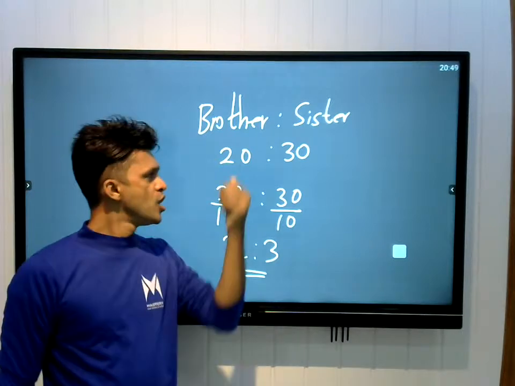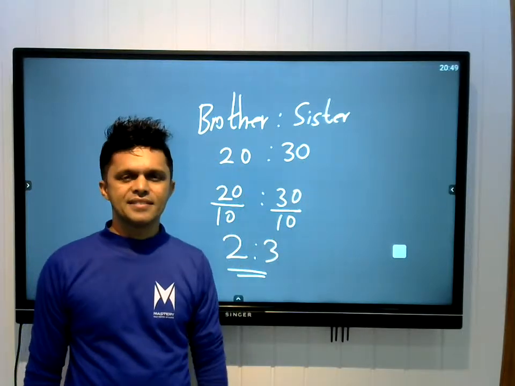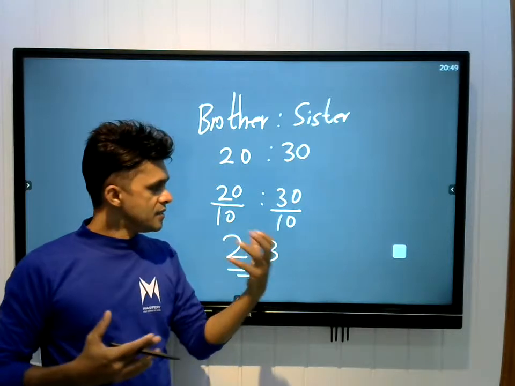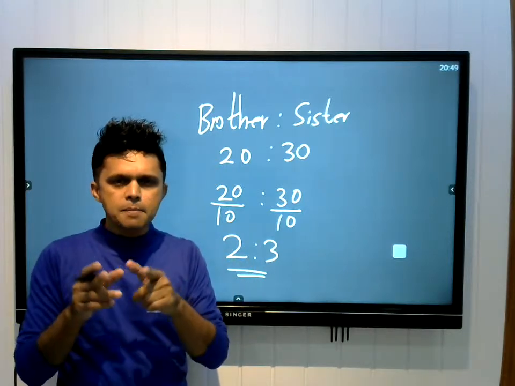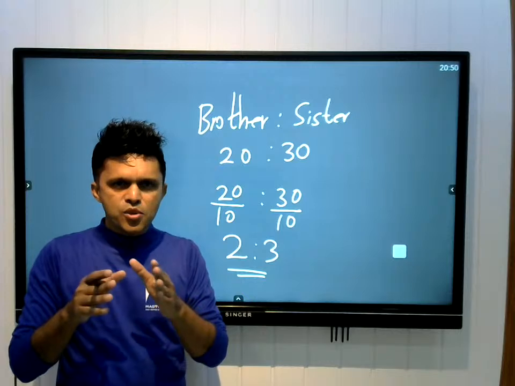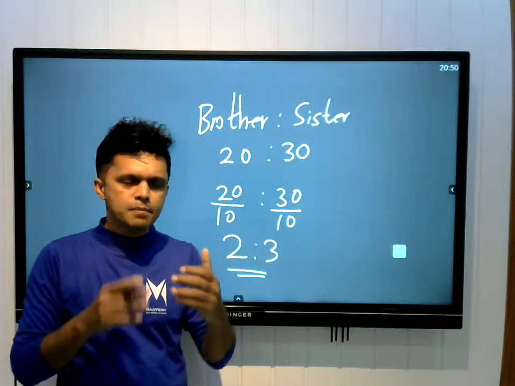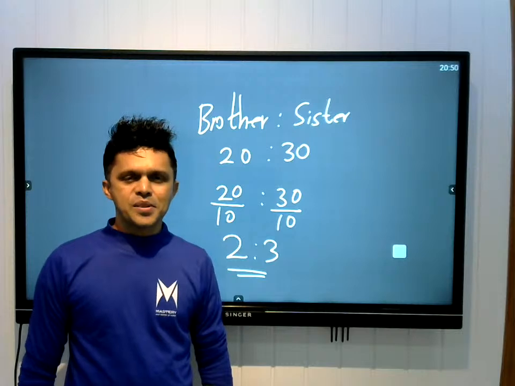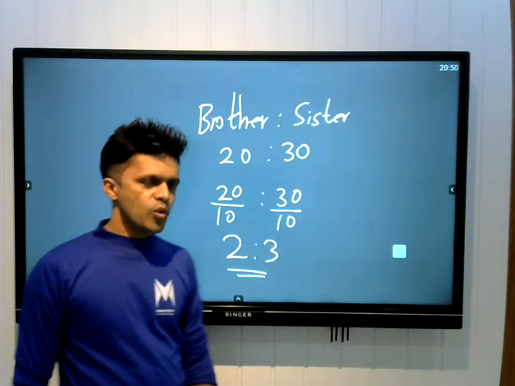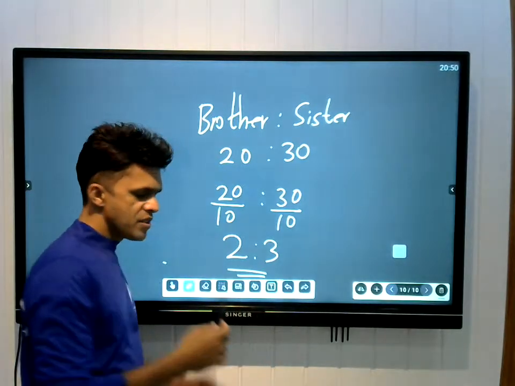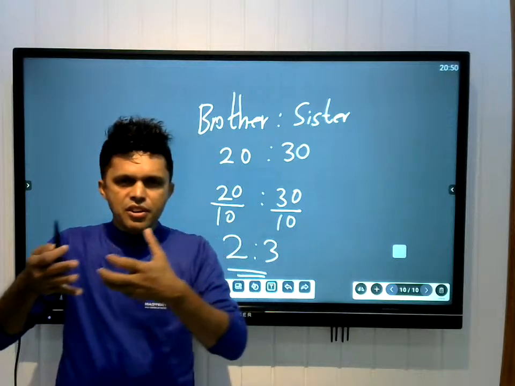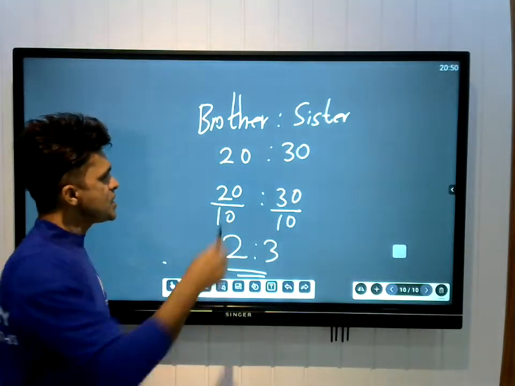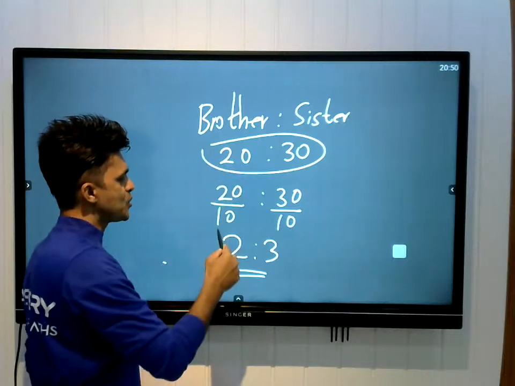We were given 20 to 30. The ratio in the simplest form that we need to get is 2 to 3. This is the answer. So now we are writing the given ratios in the simplest form. These are equivalent ratios.